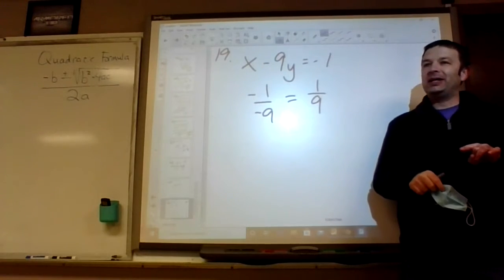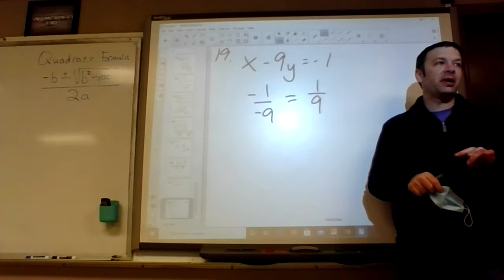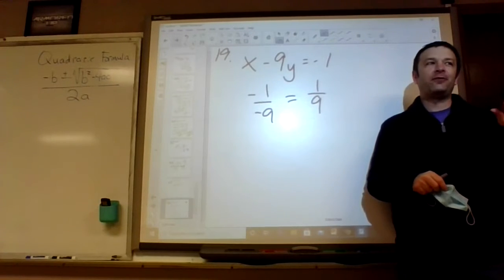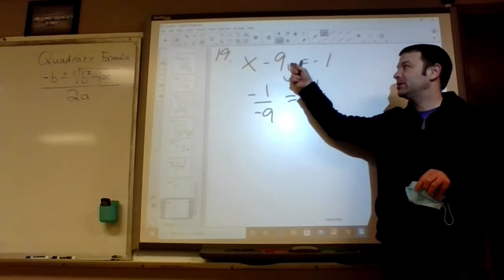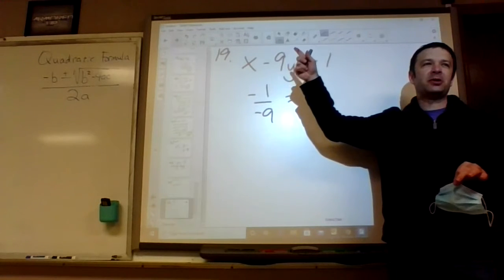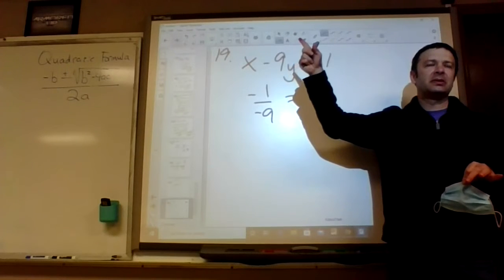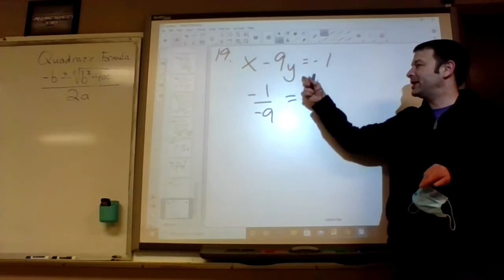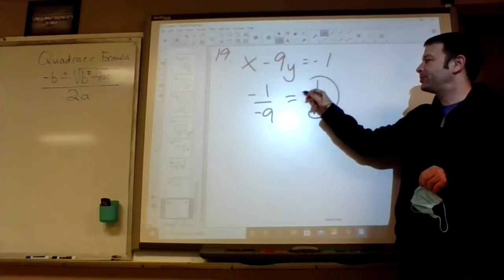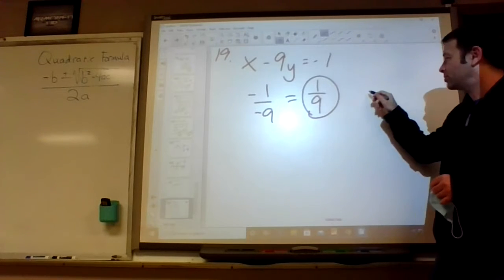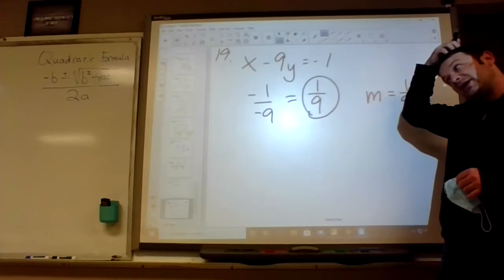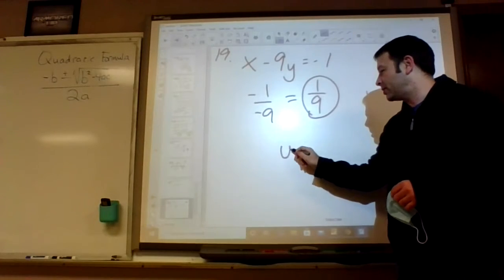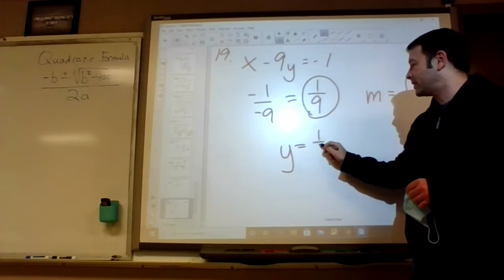Okay, on 19, which we did yesterday actually, right? They're asking for a line that has a parallel slope to this line. So what do we know about parallel slopes? They're the same. So if this line has a slope of 1/9, the slope that we're going to use to make our own line is going to be 1/9. Okay, so when we go to write our equation, so far this is what we have.